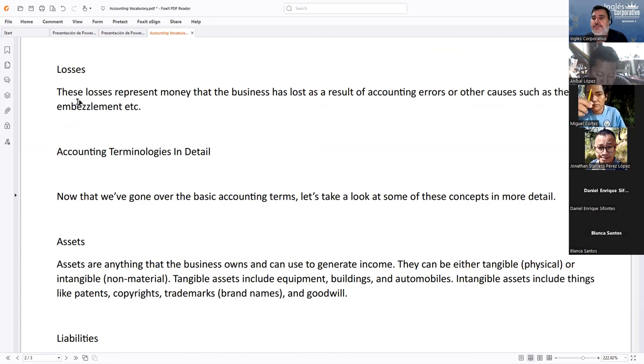Losses. These losses represent money that the business has lost as a result of accounting errors or other causes such as theft, embezzlement, etc. Teacher, what is embezzlement?